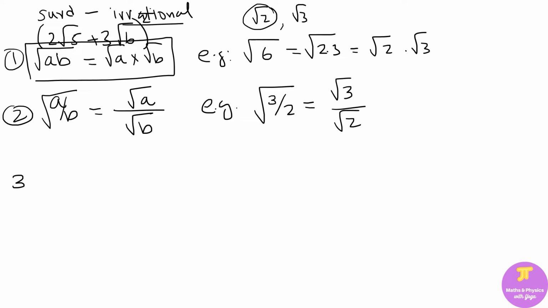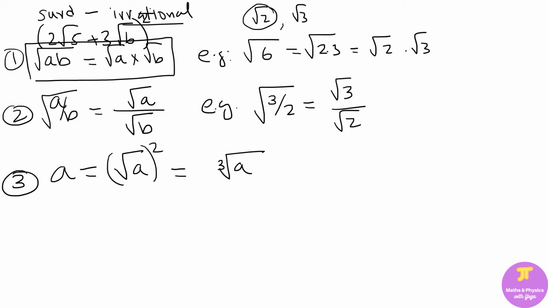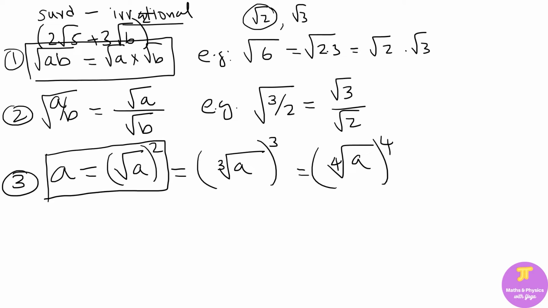Then the third one: if you have a number a, then you can convert this into square root of a squared. Okay, so you can even go further. If you remember the laws of indices, you can also write this as cube root of a to the power 3, or fourth root of a to the power 4, and so on and so forth. So you are able to split an integer into the square of a surd.